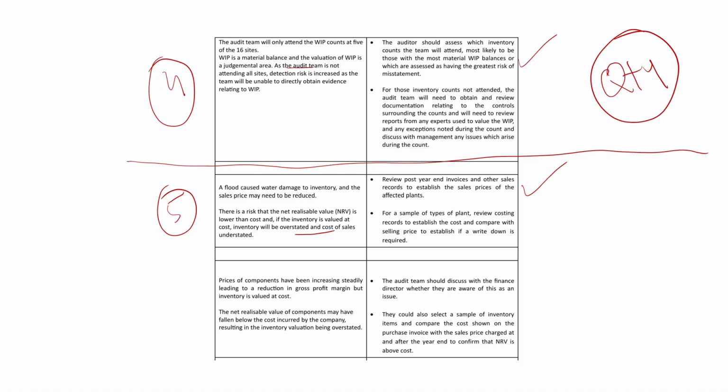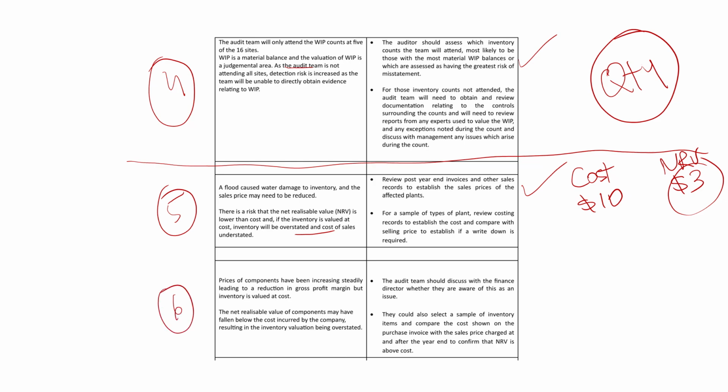I'm going to compare it to cost and make sure it's been recorded at the lower of the two. So the idea is if a unit cost 10, but because of the damage, it can only be sold for $3, I need to write it down by $7 and record it at 3. The client would not want to do that because they would want to overstate their inventory and profit.